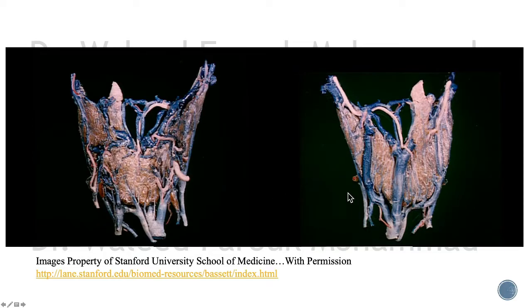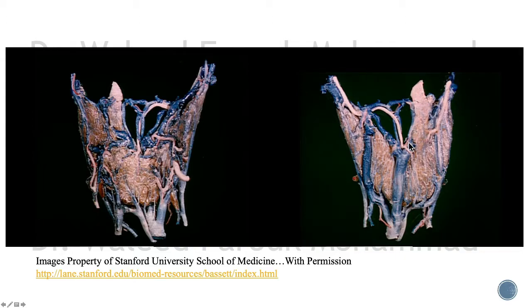This is a beautiful specimen from the Stanford University School of Medicine. This is an anterior view of the thyroid gland. This is a posterior view. Notice that the thyroid gland is composed of two lateral lobes. This is a lateral lobe. This is a lateral lobe, connected by an isthmus. And you'll find a third lobe, actually.